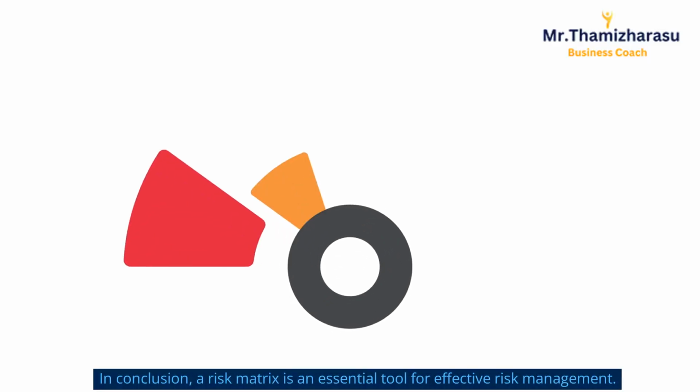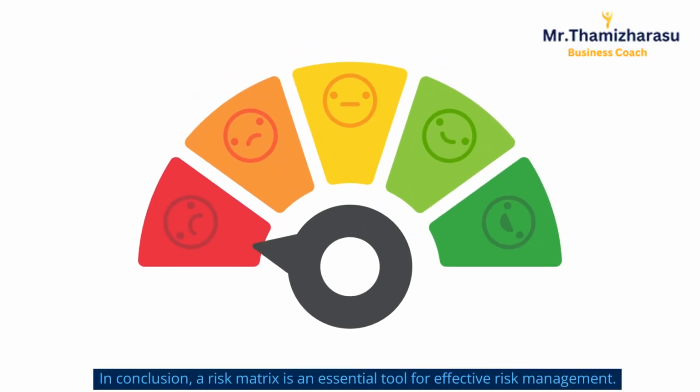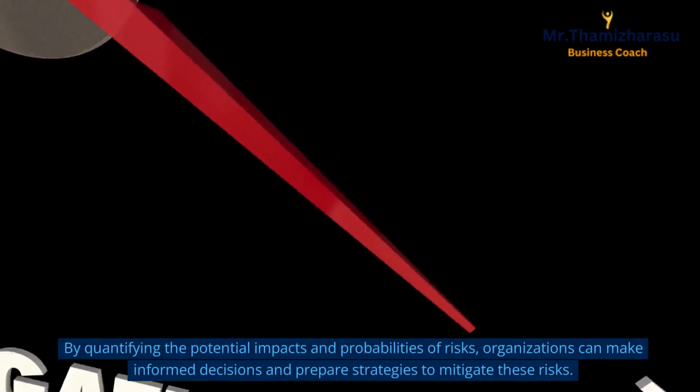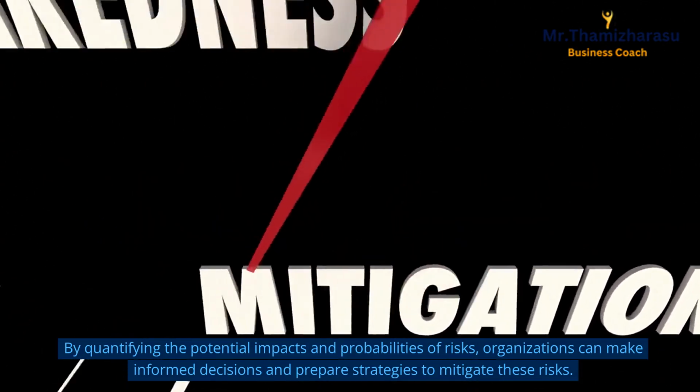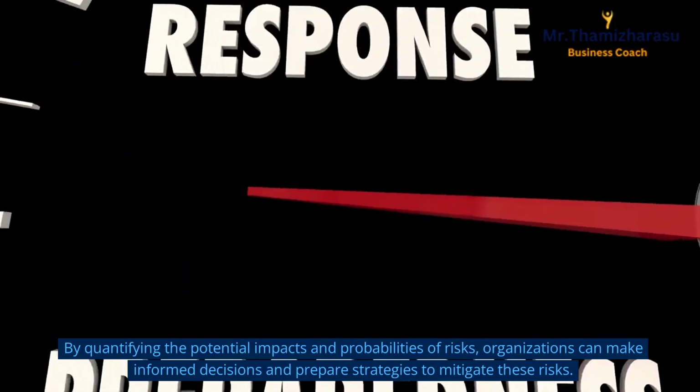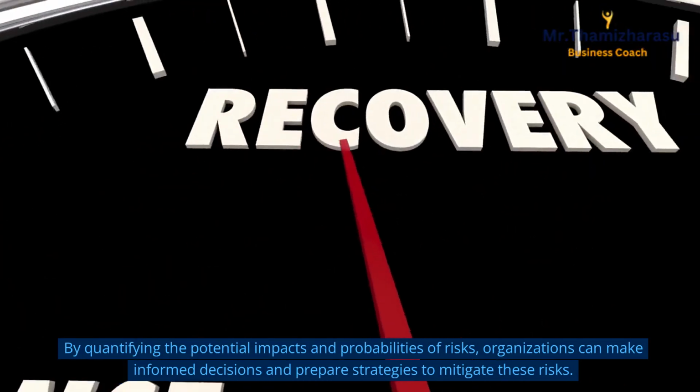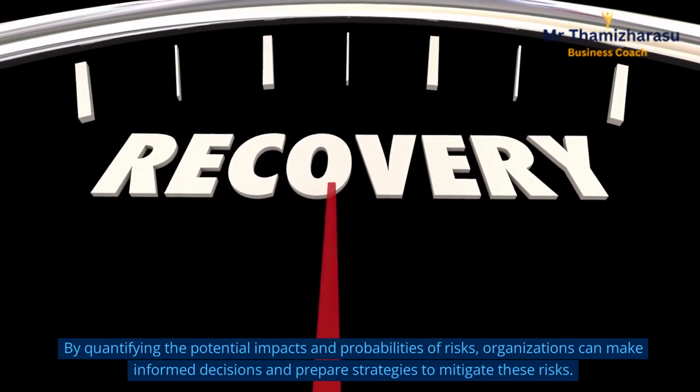In conclusion, a risk matrix is an essential tool for effective risk management. By quantifying the potential impacts and probabilities of risks, organizations can make informed decisions and prepare strategies to mitigate these risks.